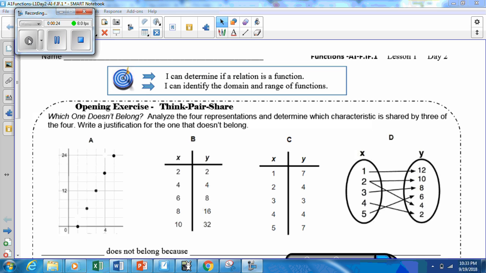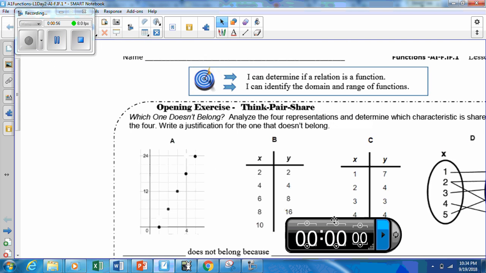Now, in this question, I'm asking you to analyze A, B, C, and D. They're all representations of relations. What I want you to tell me is which three share characteristics, and which fourth one doesn't belong. Again, which one doesn't belong? All right, we're going to get the timer set. You and your partner will think about this for a minute, and we'll share out.